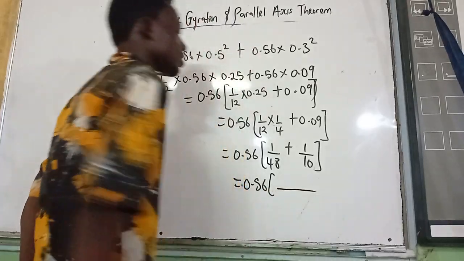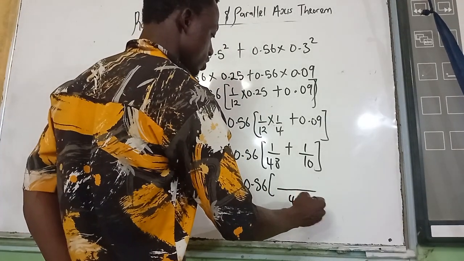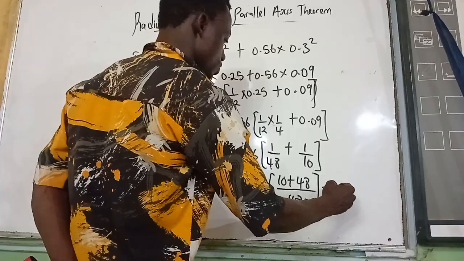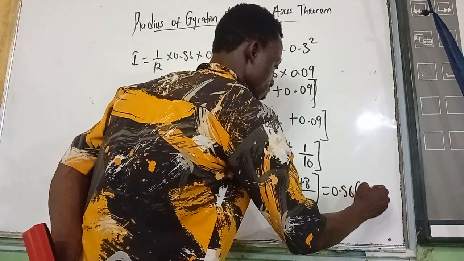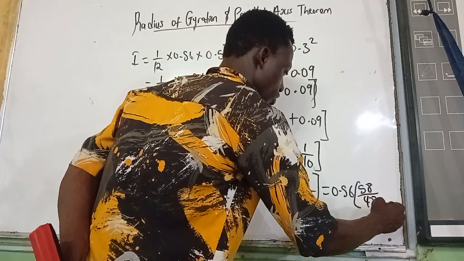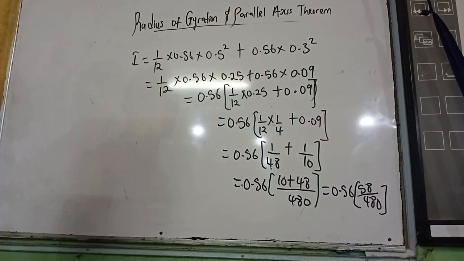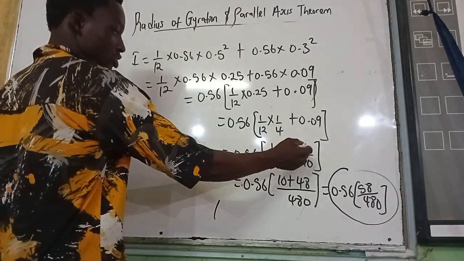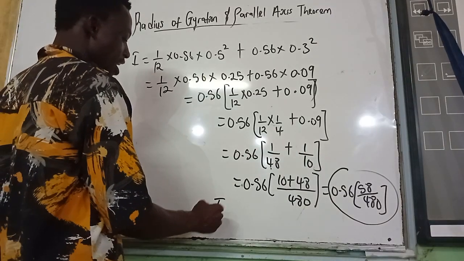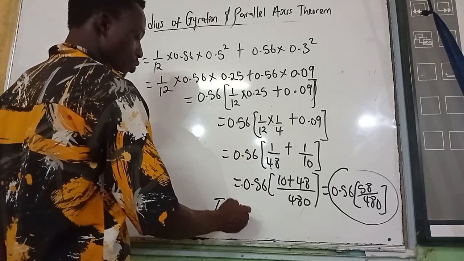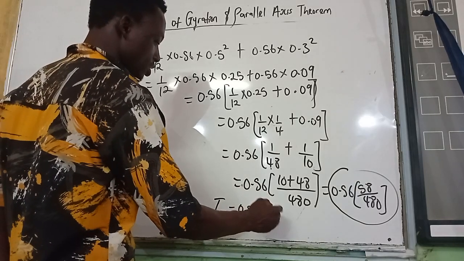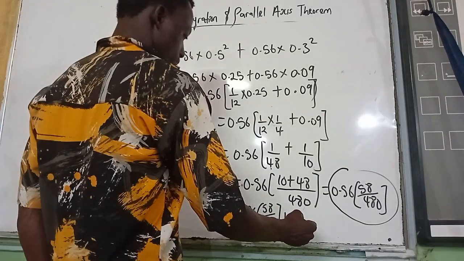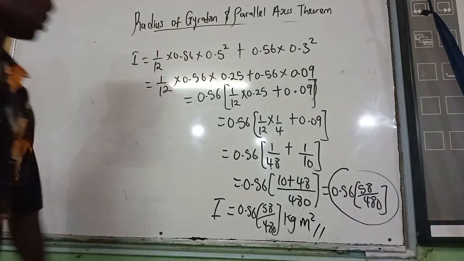Now, what was the LCM? Let's say the LCM is 480. 48 and 480, 10 plus 48 equals 58 over 480. So 0.56 multiplied by 58 divided by 480. I think this is our final answer, so use a calculator and finish it. But this is not 1 over 10, it's approximately equal to it. So our I about the new axis equals 0.56 multiplied by 58 over 480, in kg meter square. So that's that for that.